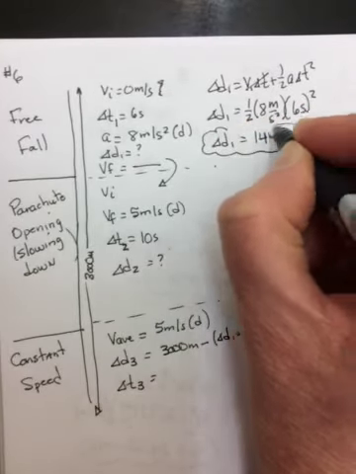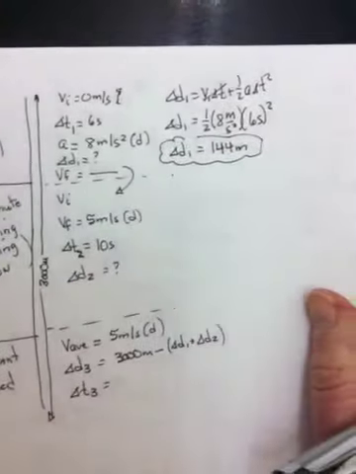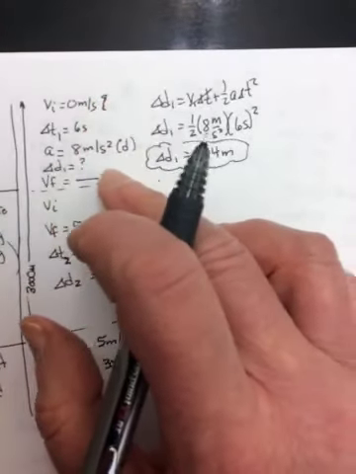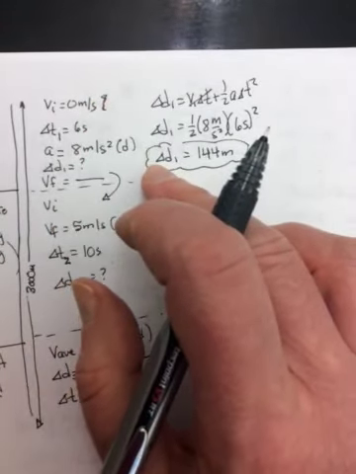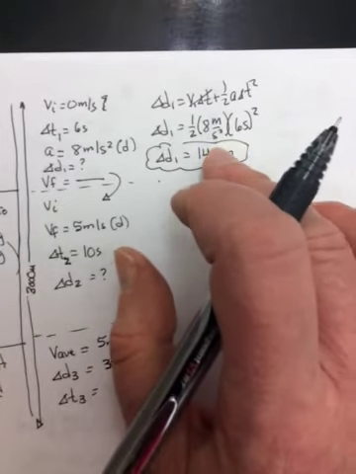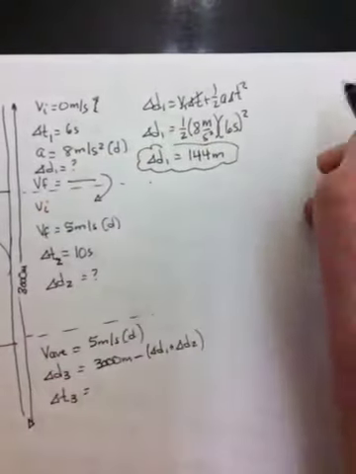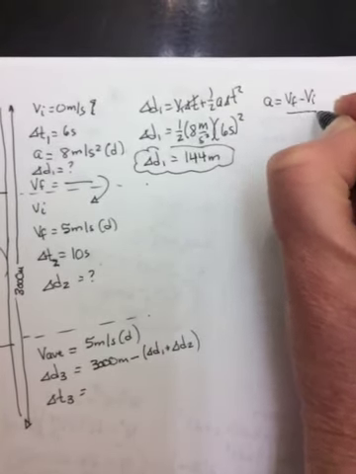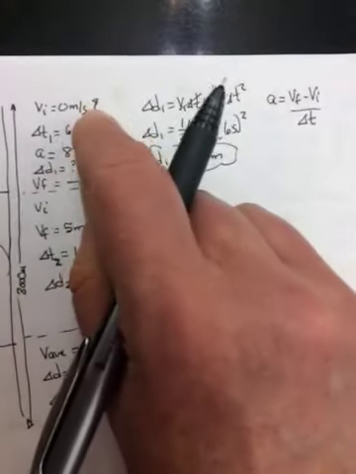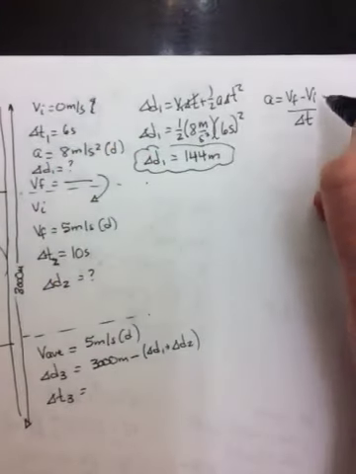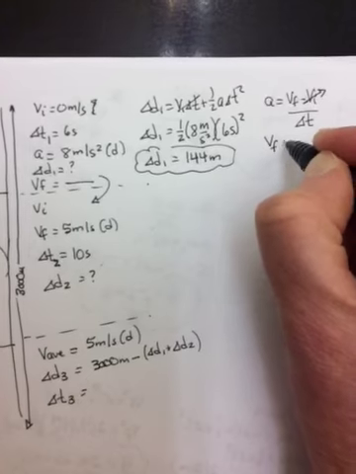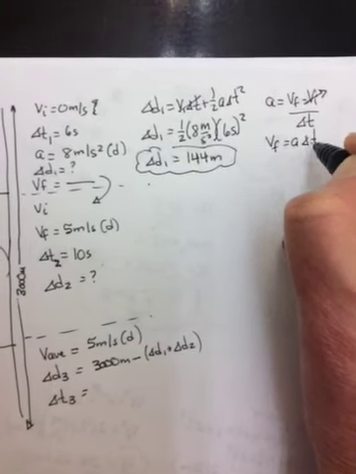This is D1. Now we need VF to be able to get VI, so you could either do VF squared equals VI squared plus 2A delta D, but if you got this delta D wrong, that's dangerous. So I would probably do A equals VF minus VI over delta T, simply because they gave us the VI, the A, and the delta T. So the VI is 0. We're solving for VF, multiply both sides by delta T.